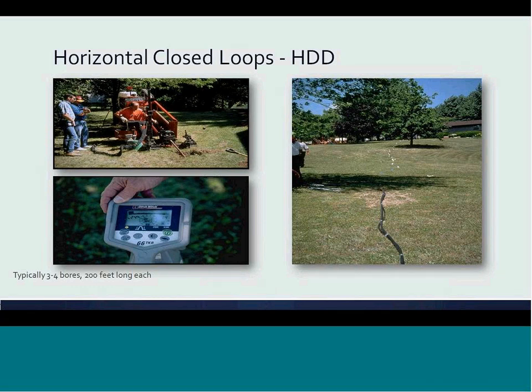Here's an example of a horizontal directionally drilled system. With this type of drilling or boring equipment, we now have a way to get horizontal loop pipe below grade into deeper soil than might be possible with a trench system. Also less intrusive to the landscape than a horizontal trench system. This technology is just starting to make headway into the California marketplace.